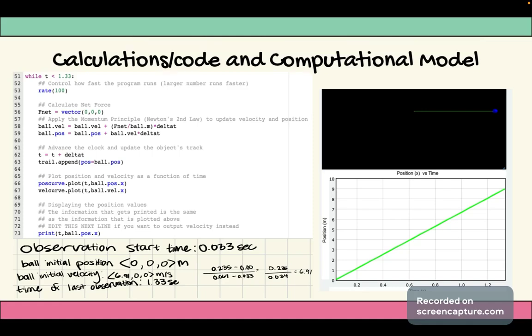So using GlowScript, I was able to calculate these things, as you can see in the bottom left: observation start time, ball initial position, ball initial velocity, using that formula that I was talking about, and time of last observation. So that I could use this code in the computational model using the velocity, position, and position update formulas, so I can calculate exactly where it expects the ball to be located within the time, using Newton's second law.